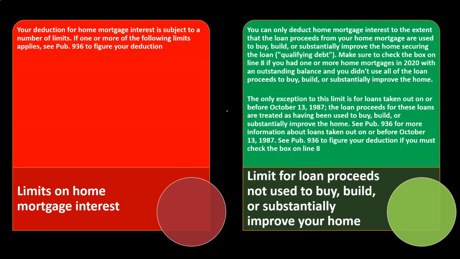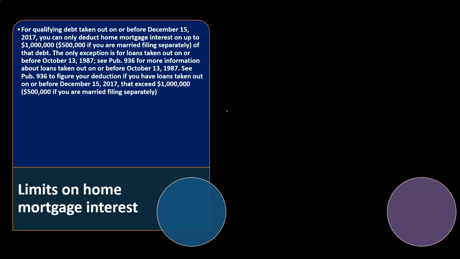The only exception to this limit is for loans taken out on or before October 13th, 1987. The loan proceeds for these loans are treated as having been used to buy, build, or substantially improve the home. See Publication 936 for more information about loans taken out on or before October 13th, 1987. See Publication 936 to figure your deduction if you must check the box on line 8.